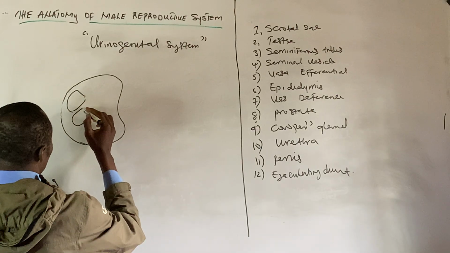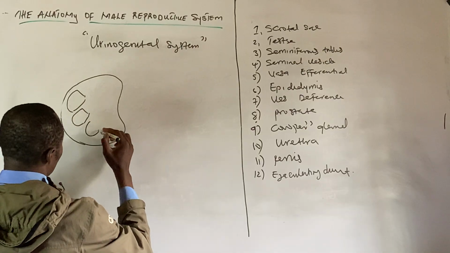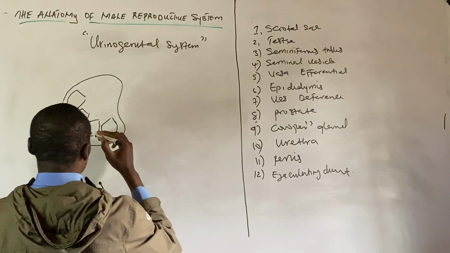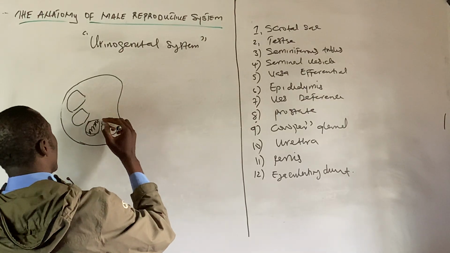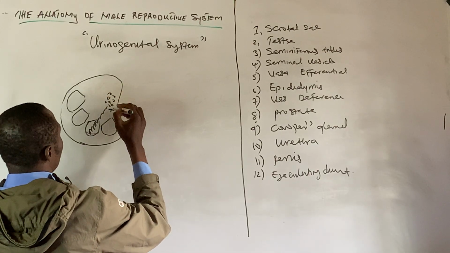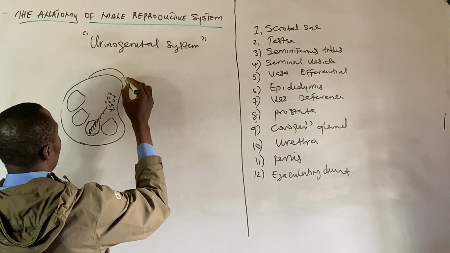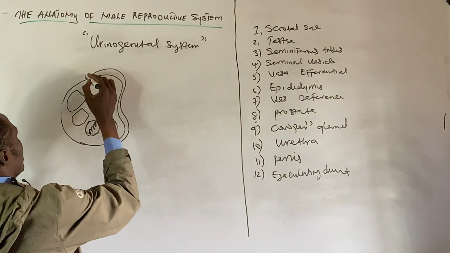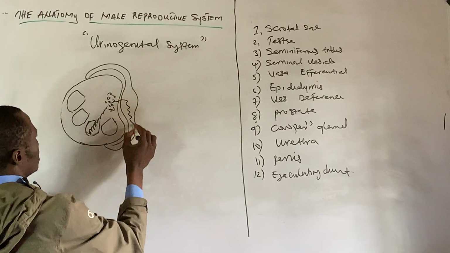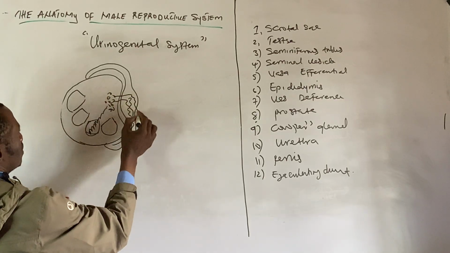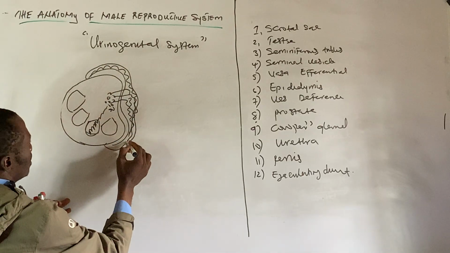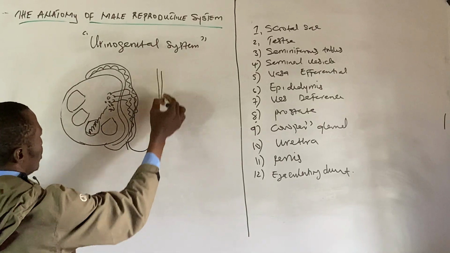Inside the scrotal sac, we have the network of tubes. Then we can have the seminiferous tubules here. So this is the network of tubes. In it, we have the epididymis. So this is the epididymis. Then over here, we have the urethra.